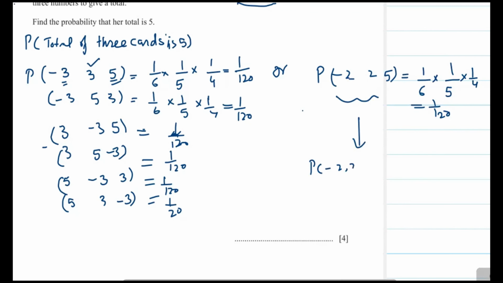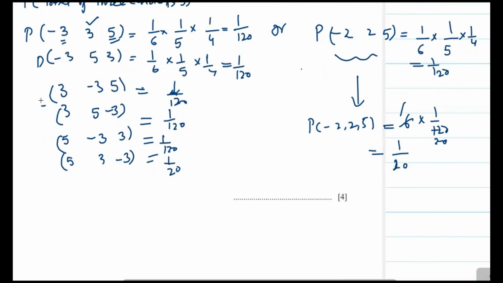minus 2, 5 equal to 6 multiply 1 over 120. Now you can write it 1 over 20. And same here are the probabilities. You add all these probabilities, you get 6 multiply 1 over 120. Now the probability of 5, 3, minus 3 equal to 6 into 1 over 120. And this is 1 over 20. And you can write it 1 over 20.